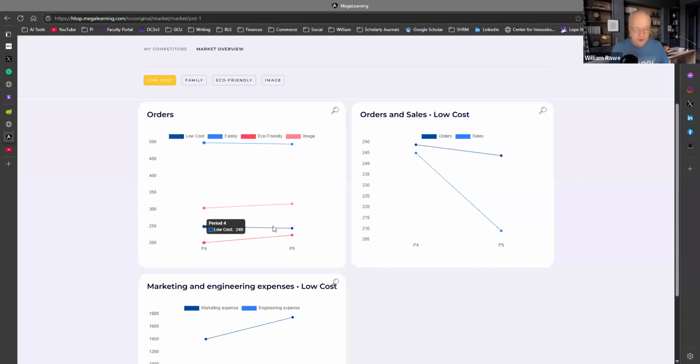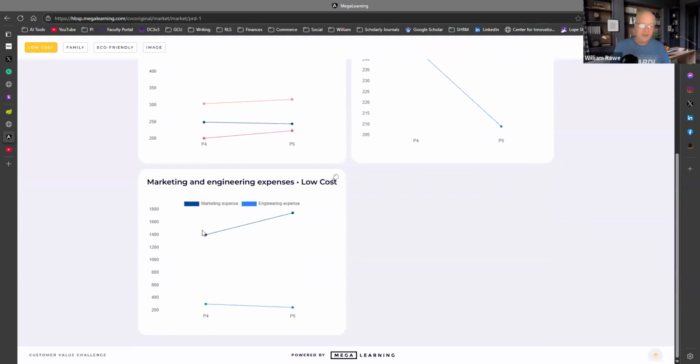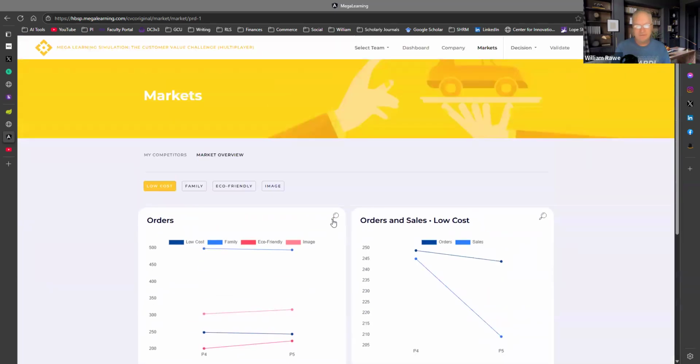Now, low cost, the market did decline some, so it's possible that the orders could be less than 244 this time, but for any teams that built capacity, they now have an opportunity to take up this gap and sell more cars. Here we have marketing expenses rising and engineering expenses decreasing a bit.